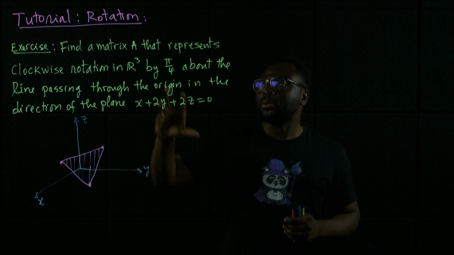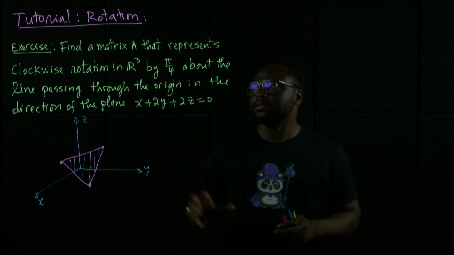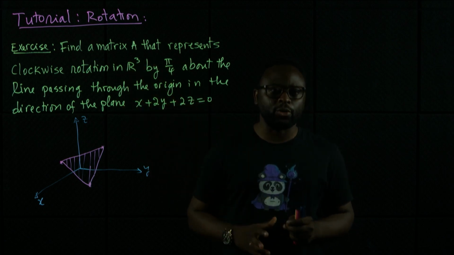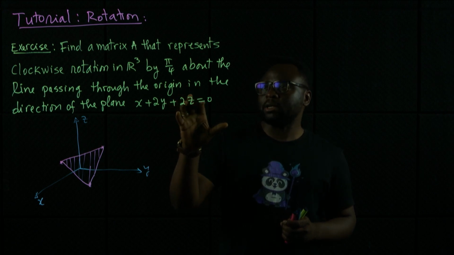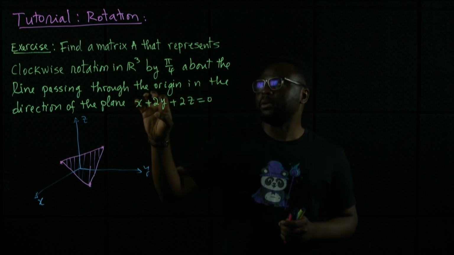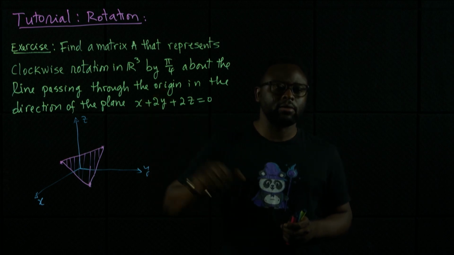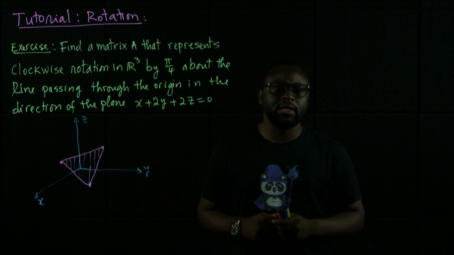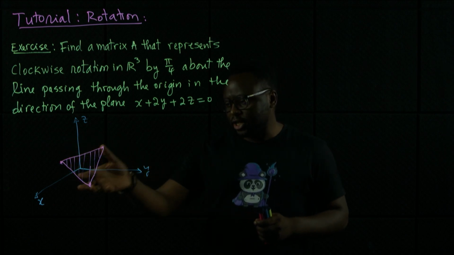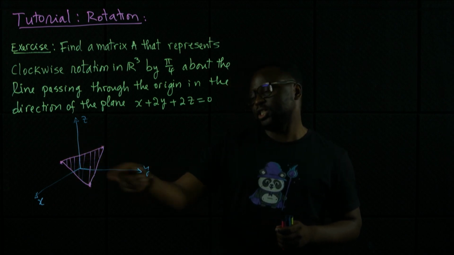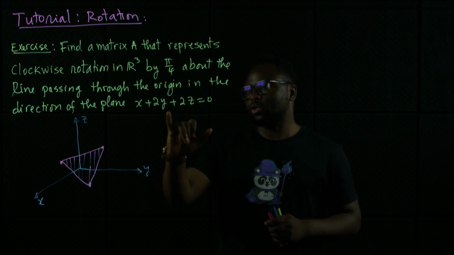So we basically have a problem here that we want to solve. The question is the following: find a matrix A that represents clockwise rotation in R3 by pi over 4 about the line passing through the origin in the direction of this plane. Okay, the plane is given here.